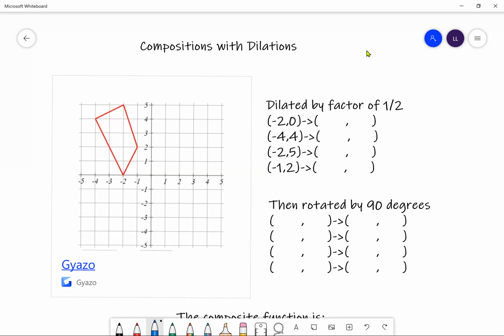Hi, everybody. In this video, we're going to talk about compositions or composite functions. In particular, we're going to talk about dilation. So the first two transformations we learned about are translations and dilation. So we're going to do a composition of a translation and a dilation.